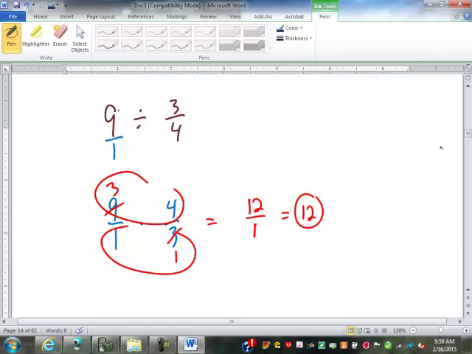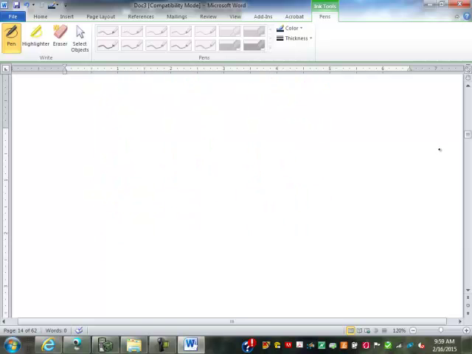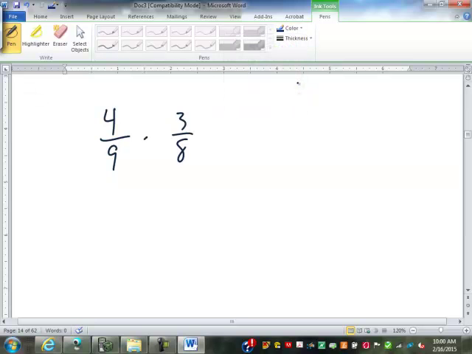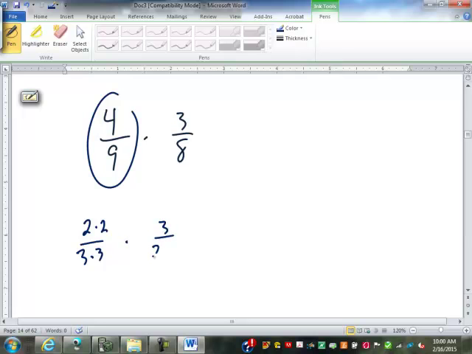Now I'm going to show you something a little bit trickier. What if, well, let's just go to it. We have 4/9 times 3/8. We talked a little bit last week about when we reduce a fraction, how we could actually use factoring and cancel out common factors. Remember doing that? The same thing can happen here. We could factor the 4/9. That could actually become 2 times 2 over 3 times 3. And the 3/8, well, the 3 isn't going to change, but 8 is 2 times 2 times 2.